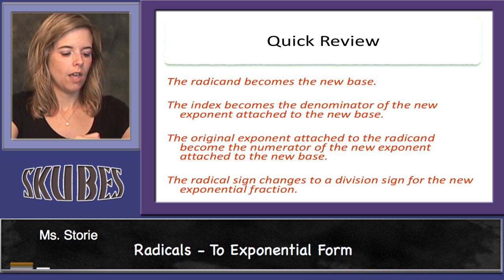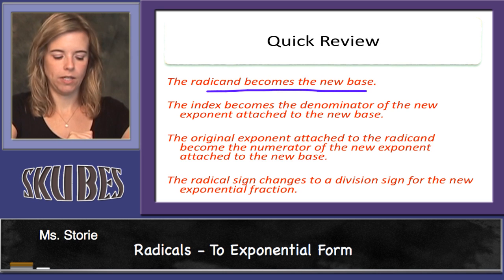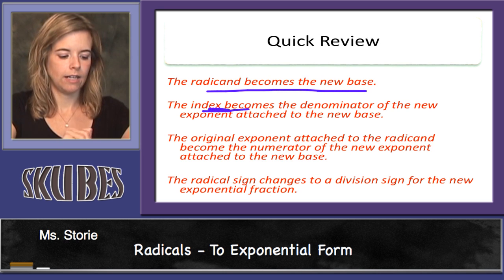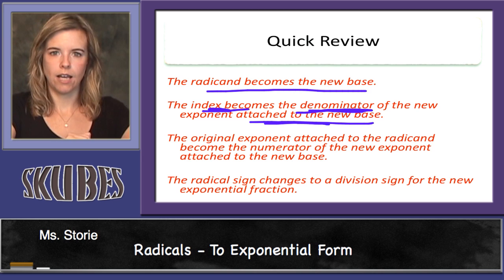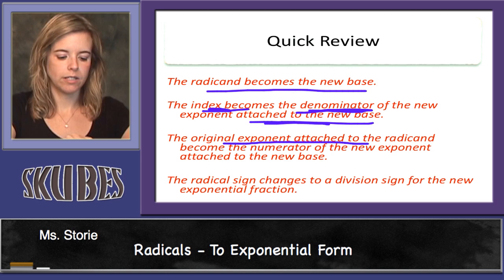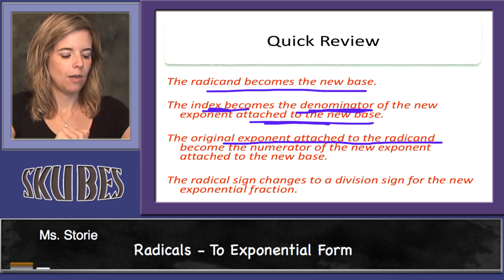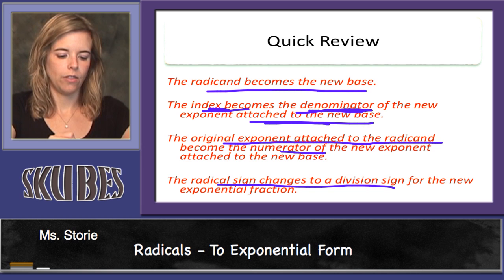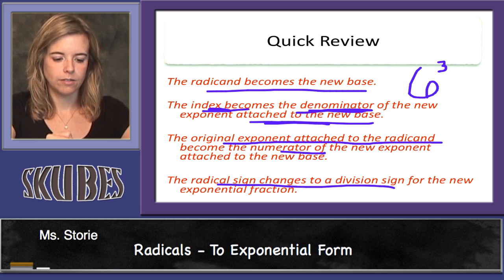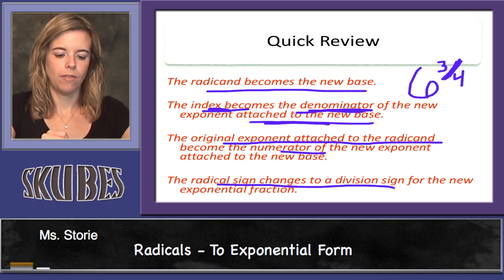Quick review. The radicand becomes the new base. That's the big number. The index, the teeny tiny number, becomes the denominator, the lower number, for the exponent that's attached to the new base. The original exponent that was attached to the radicand becomes the numerator, and the radical sign goes away and it creates that division sign.